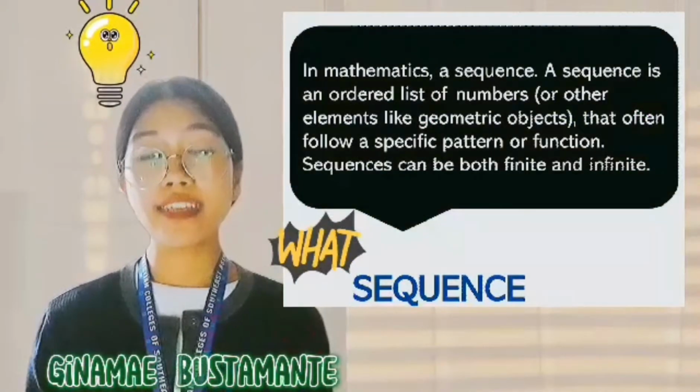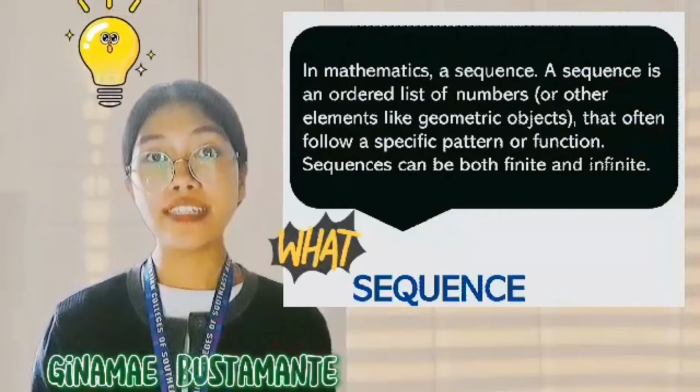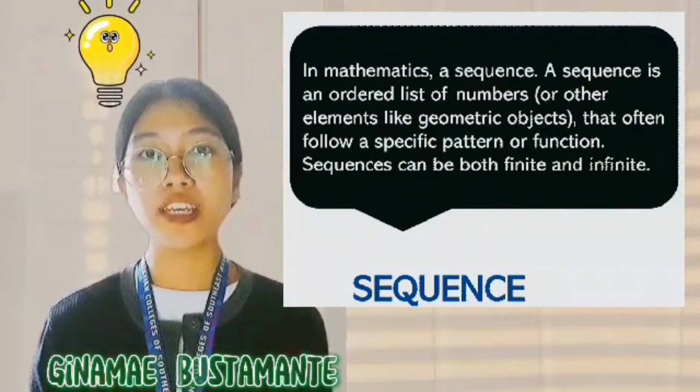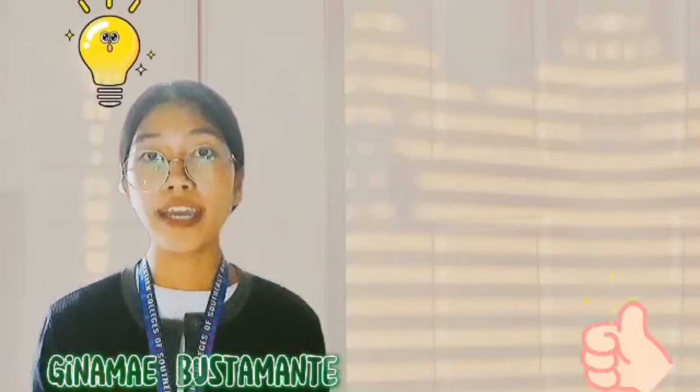In mathematics, a sequence is an ordered list of numbers or other elements like geometric objects, that often follow a specific pattern or function. A sequence can be both finite and infinite.